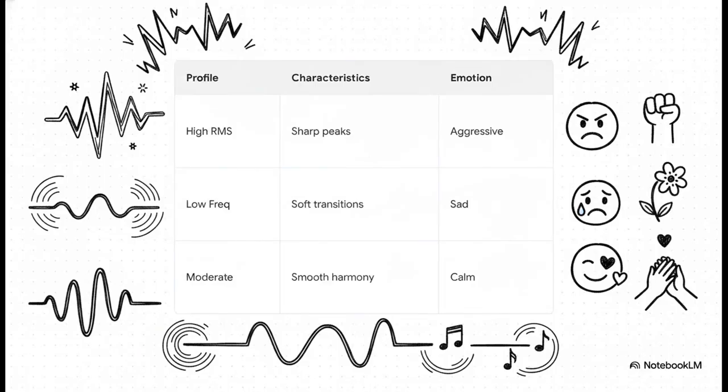But how do those numbers become feelings? Well, algorithms hunt for specific patterns in those features. For instance, if it detects jagged, high-energy RMS numbers and sharp spectral peaks, that's a dead giveaway for aggression or intense joy. On the flip side, if the machine picks up on low-frequency dominance with super soft transitions and a slow tempo, well, those features scream sadness or melancholy. And if it spots moderate fluctuations with smooth harmonic progressions, that maps straight over to the calm or romantic quadrant.